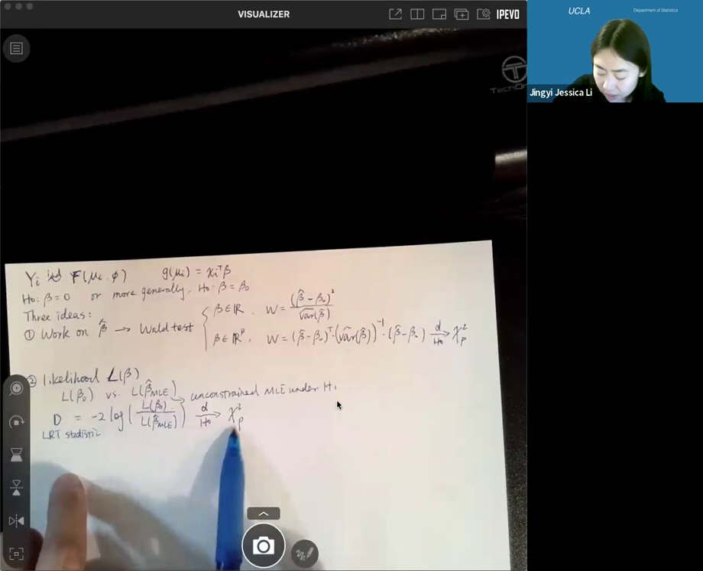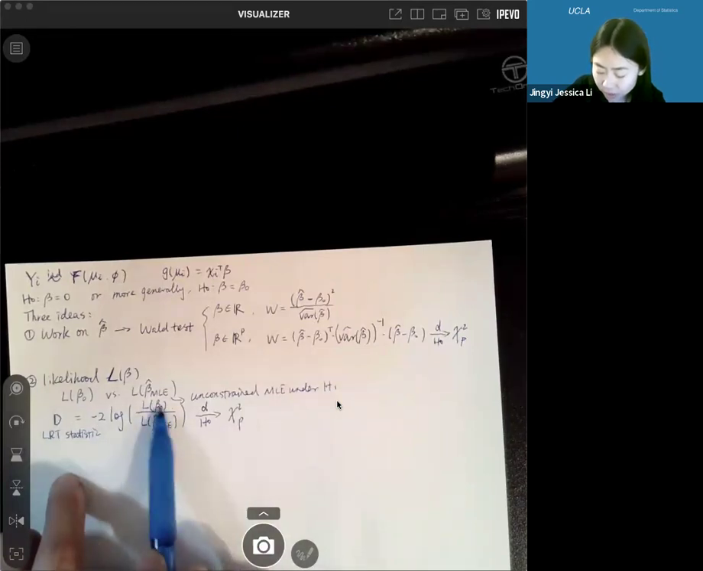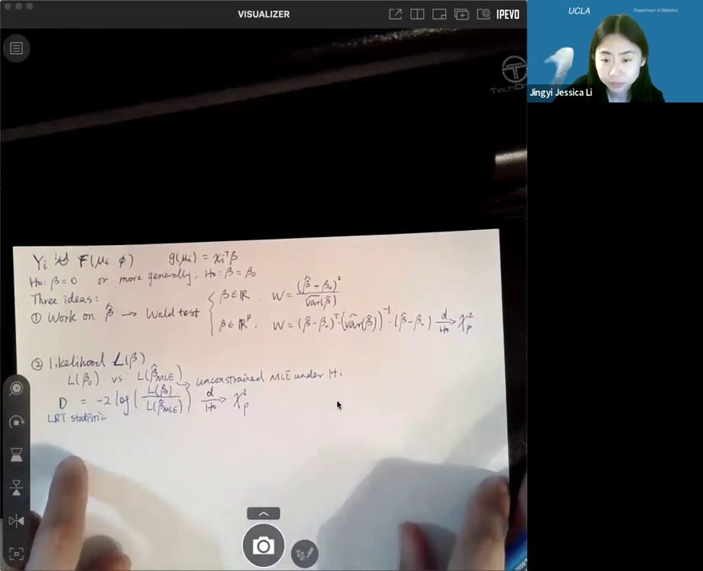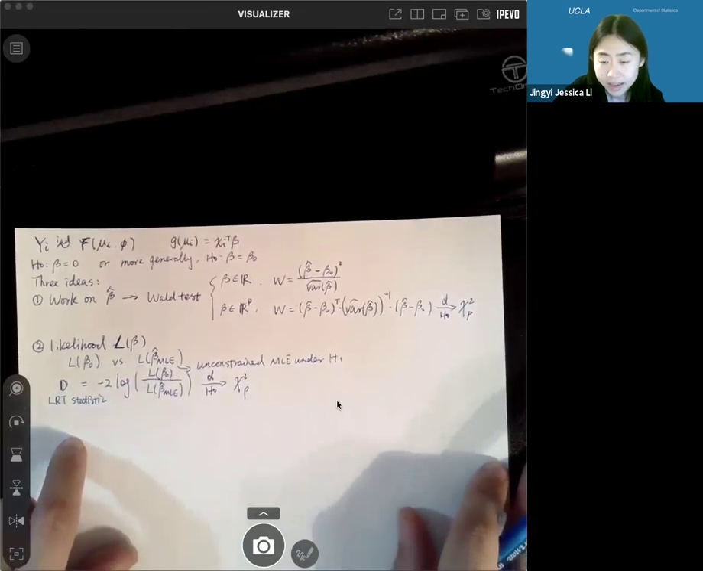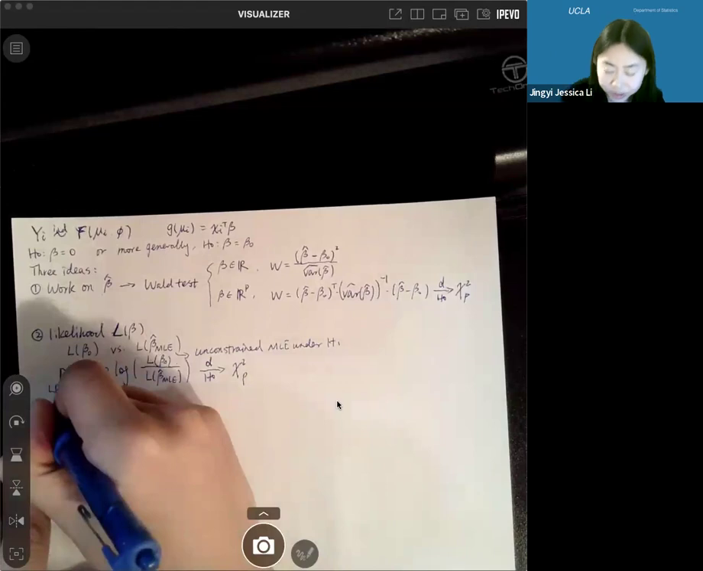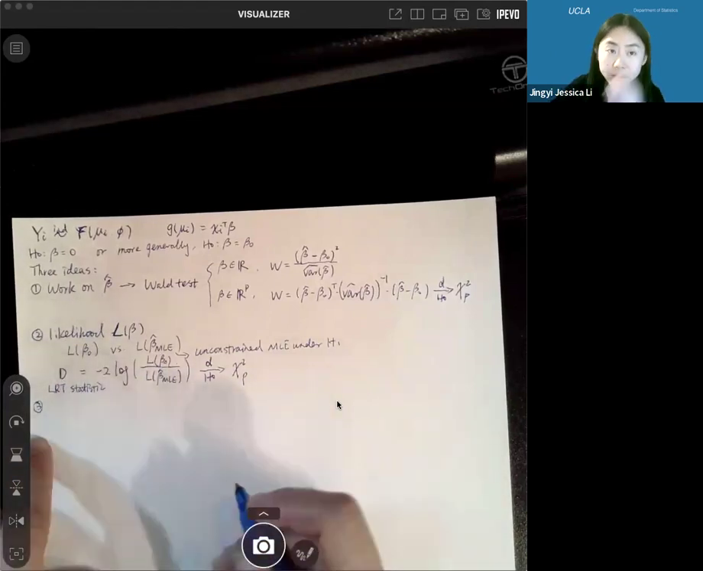So this p is the difference in the degrees of freedom between the two models, the alternative model, no constraint, and the null model, where we constrain p parameters to be beta 0. So the second idea is likelihood ratio.